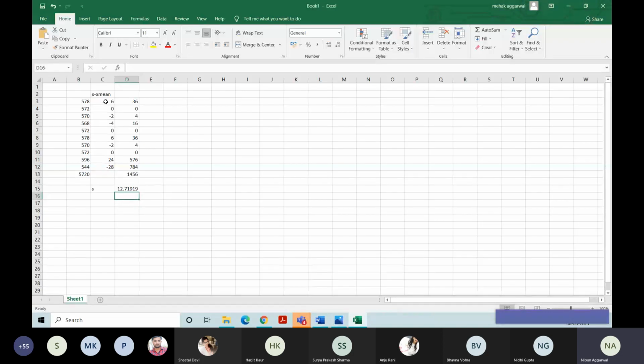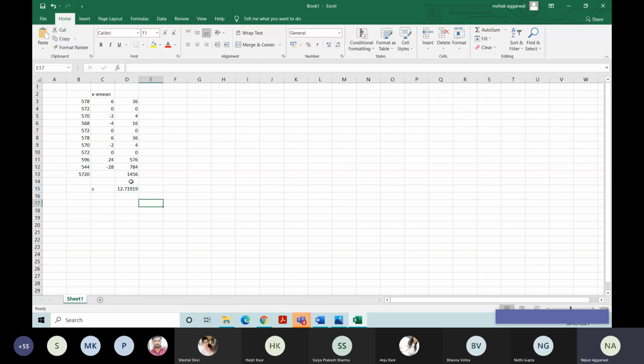So x minus x bar, you have to calculate the mean. The formula for S is the square root of sigma of x minus x bar square by n. So here it is n minus 1. First you have to calculate the mean. It is 572. Then you calculate x minus x bar: 578 minus 572, 572 minus 572. So this is x minus x bar.